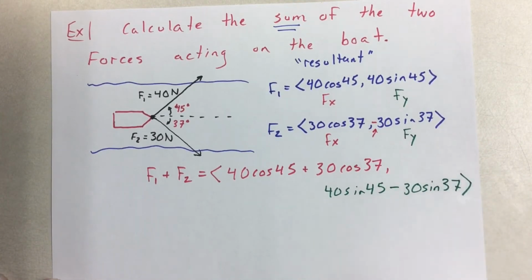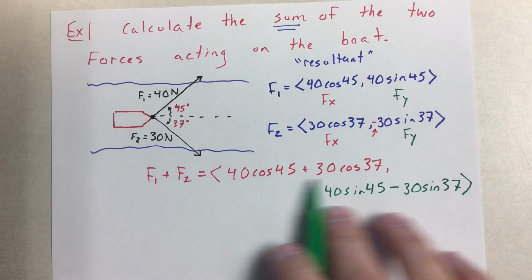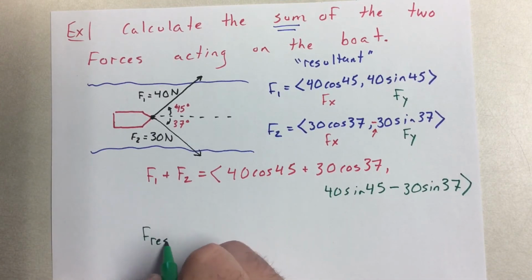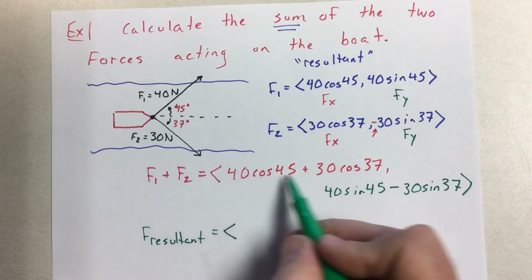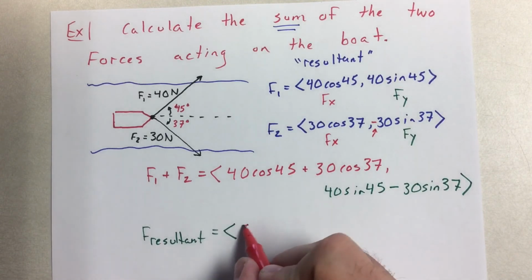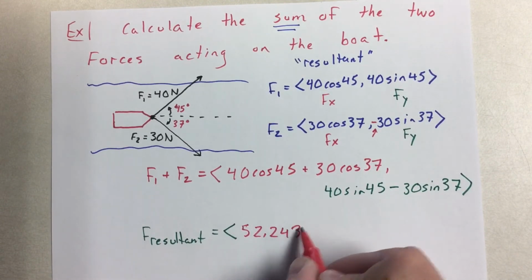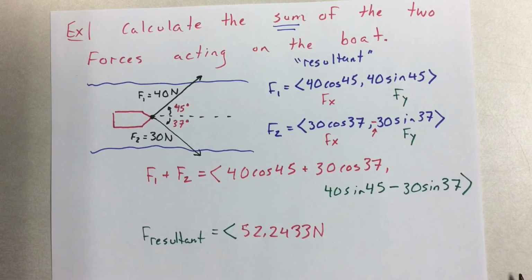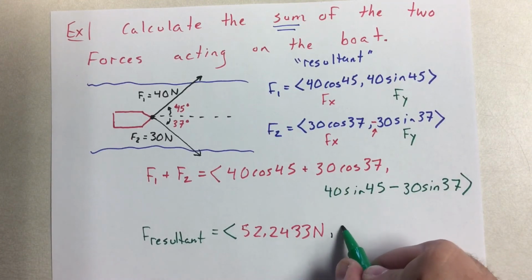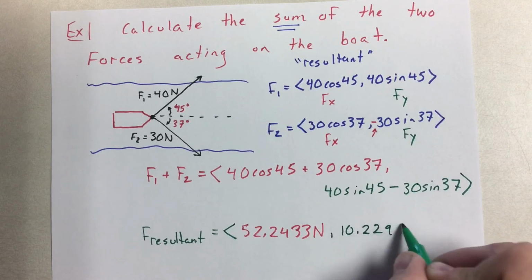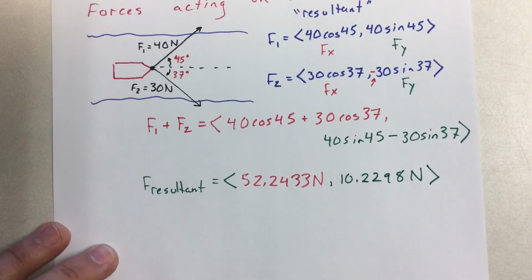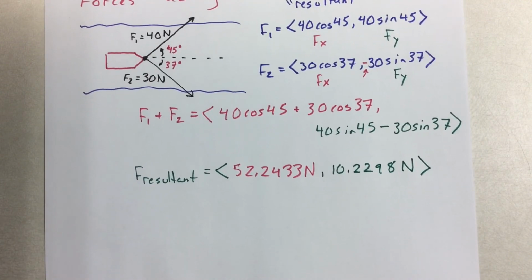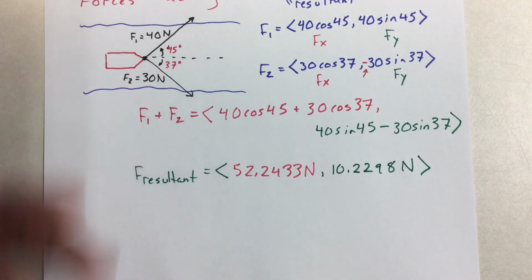Now, I'm just going to place this into the calculator. We get that our resultant vector, placing the x component in, is approximately 52.2433 newtons, and then our vertical component ends up being 10.2298 newtons of force. All right, so that is the resultant. In terms of finding the sum, this is the vector, the movement of our boat after the two pulls.